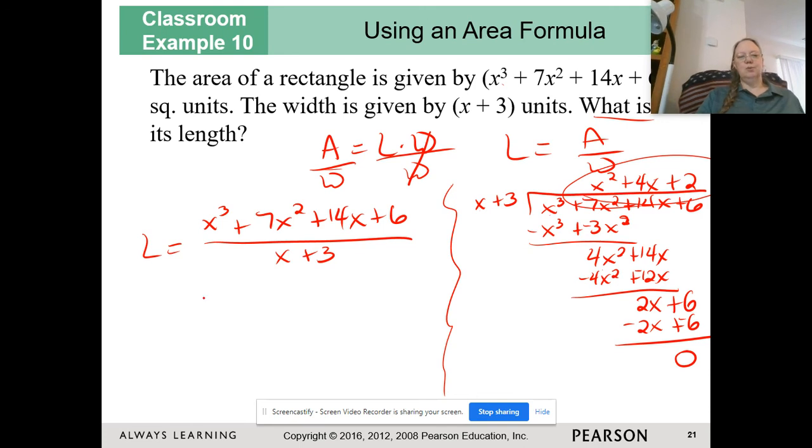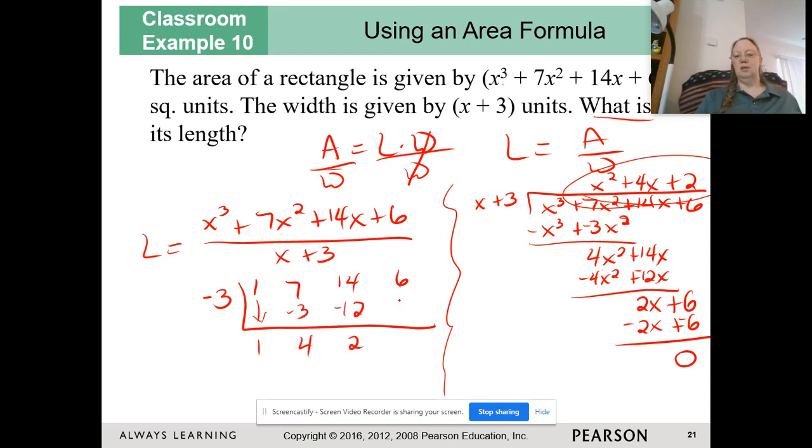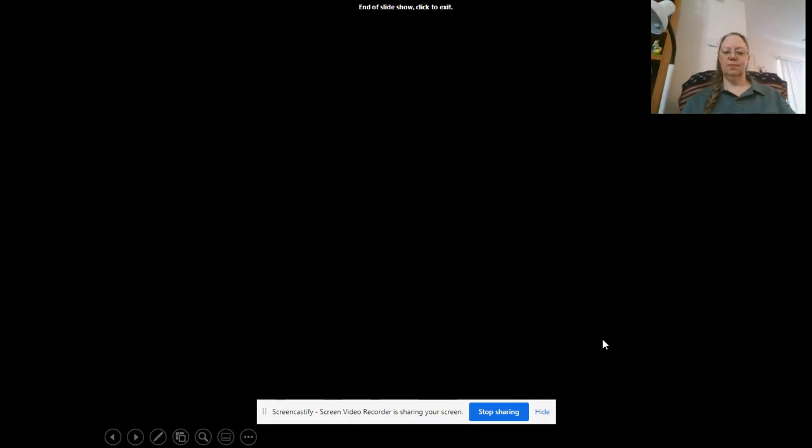If you want to use synthetic division instead, remember you have to change this, use the opposite sign here. So 1, 7, 14, 6. The first number drops, we multiply, and we add, and we multiply, and we add, and we multiply, and we add. Remainder, constant, x, and x squared. All right, there you go.